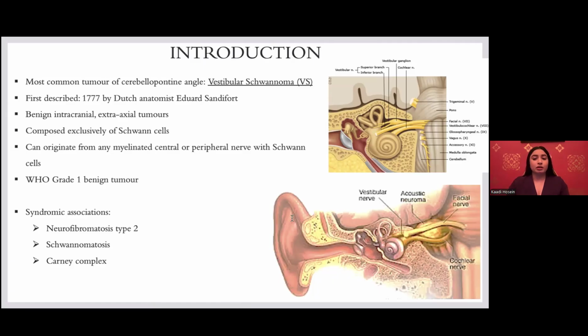Vestibular schwannomas are non-cancerous, well-encapsulated intracranial extraaxial tumors that arise from differentiated neoplastic Schwann cells, which, as we know, are derived from neural crest cells and myelinate and insulate peripheral nerves, aiding in both nerve conduction and axonal regeneration.